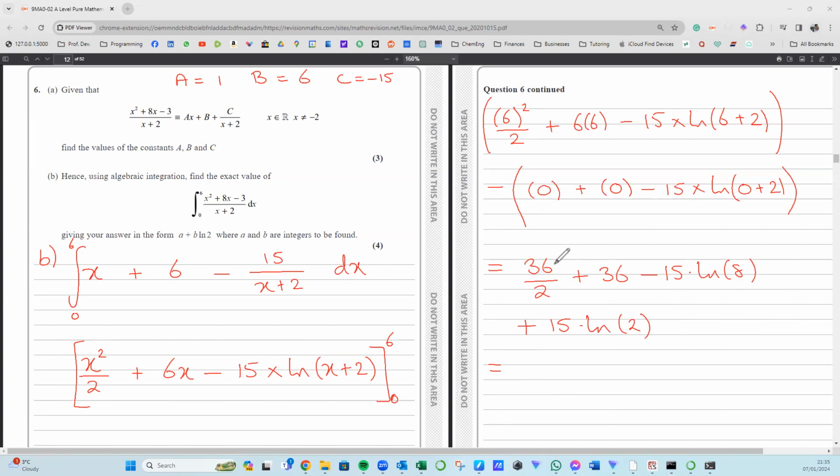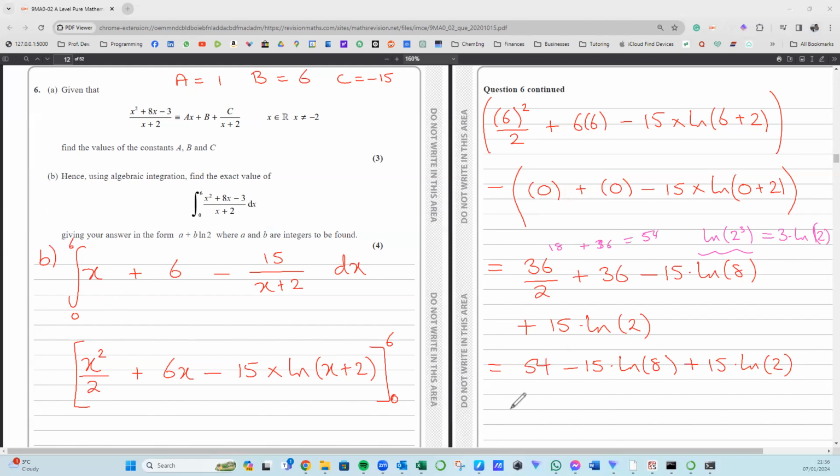So 36 over 2, I like doing this, just write it above like that. 18 plus 36. And what does that give us? That's going to give us 54. So then we can actually write that down. You can write 54. And then this is where it gets a bit more interesting. We've got to do some manipulation here. Plus 15 ln 2. We can actually, and I'm going to do this in pink above this here, write this as ln of 2 cubed, which is the same as 3 ln 2. Okay, so that's quite handy to know.